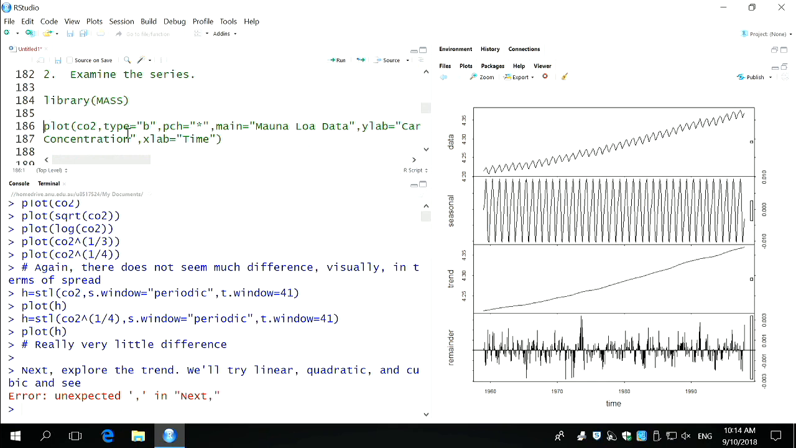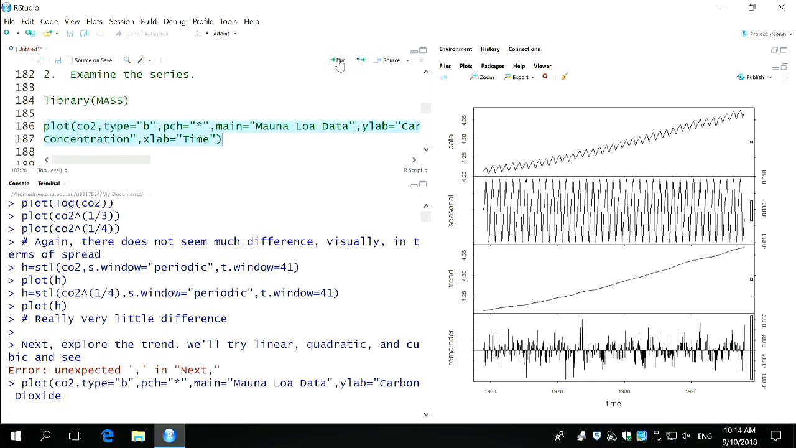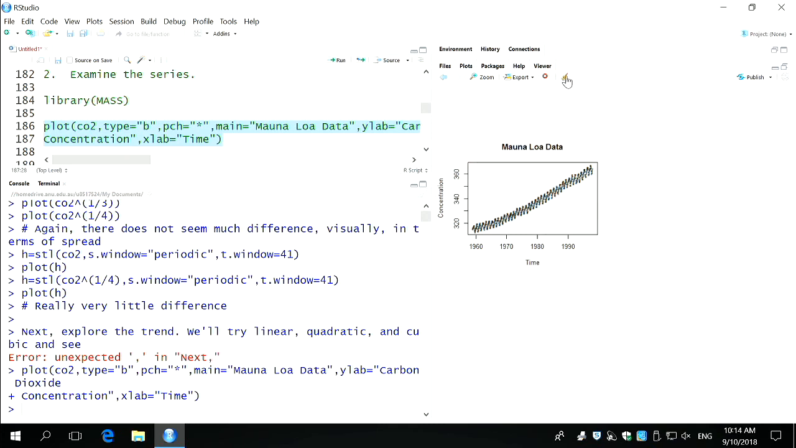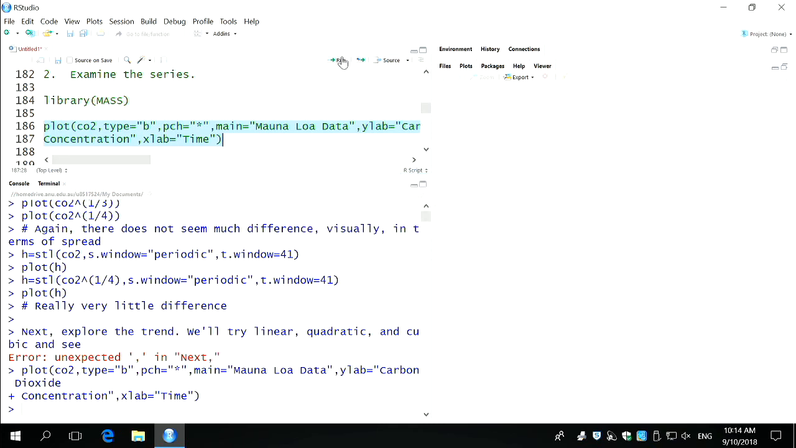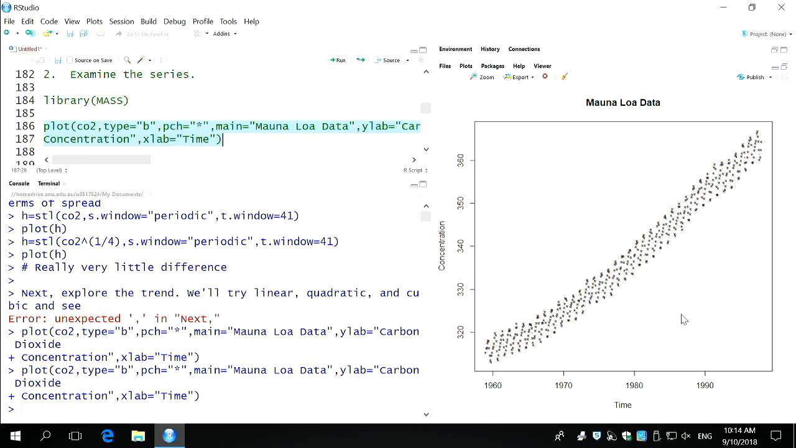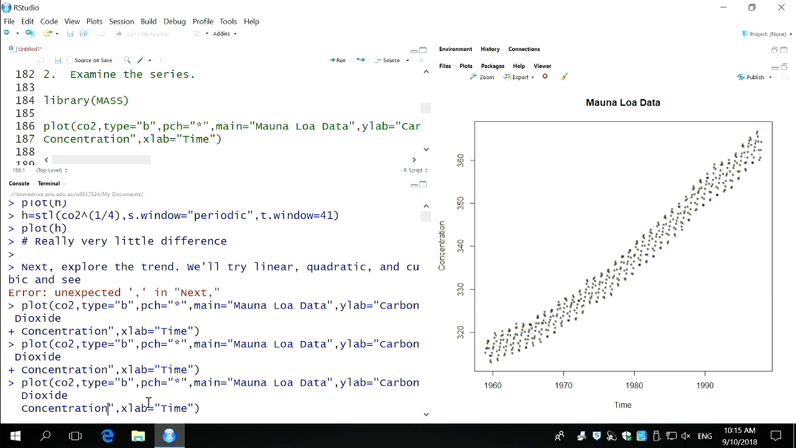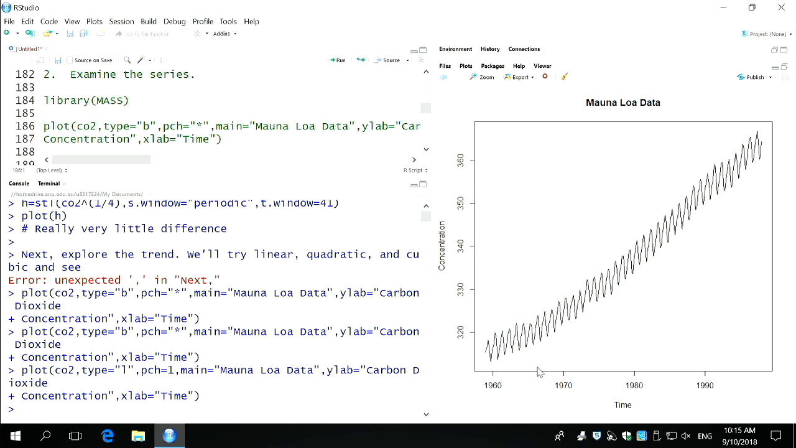Okay, so I just want to show you a simple plot here. I'm going to have to do this. Did I ever tell you I hate R? Okay. Why did it ignore type equals B? It's supposed to join the dots when I use type equals B. Goodness me. All right, I'll do it this way. Use type equals L. Okay, there's my original series.